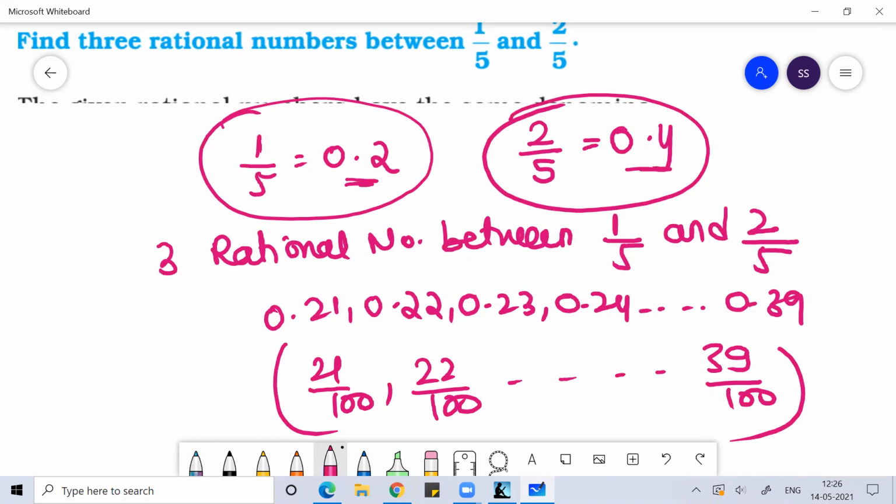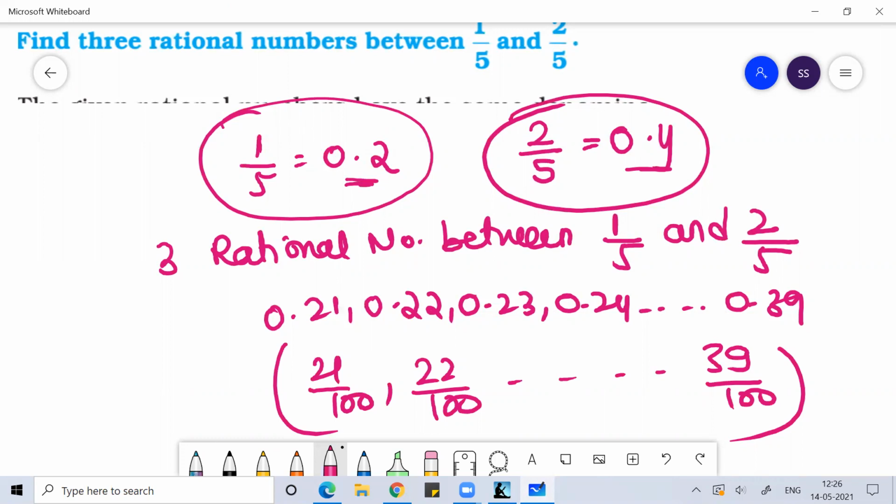That is one way of doing it, the mature way. But normally kids of your age will find it difficult because they don't know the value of 1 by 5. If you know the value of 1 by 5 is 0.2 and the value of 2 by 5 is 0.4, then you can do it very easily. Then you will not get confused or scared.